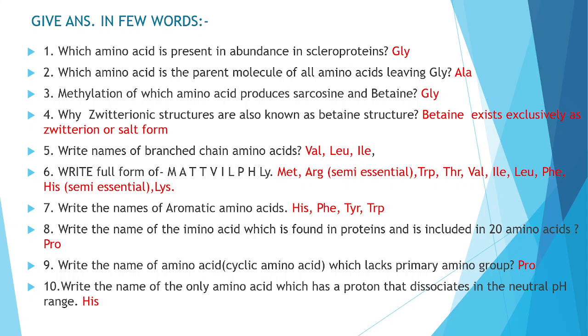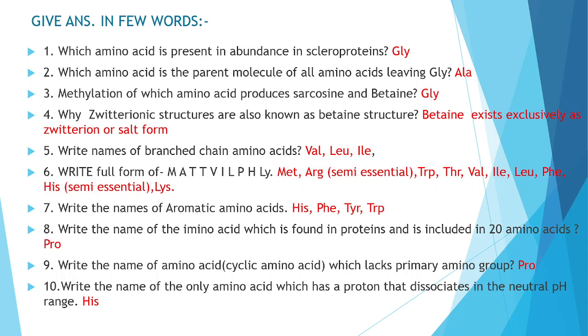स्क्लेरोप्रोटीन्स में ग्लाइसिन प्रेजेंट होते हैं ज़्यादातर. Parent molecule of all amino acids leaving glycine is alanine. मिथाइलेशन से सार्कोसिन और बीटेन प्रोड्यूस होता है, सो दैट इज ग्लाइसिन. और ज़्विटर आयनिक फॉर्म को बीटेन स्ट्रक्चर क्यों कहते हैं? बिकॉज बीटेन स्ट्रक्चर एग्जिस्ट्स exclusively as zwitter ion or salt form.